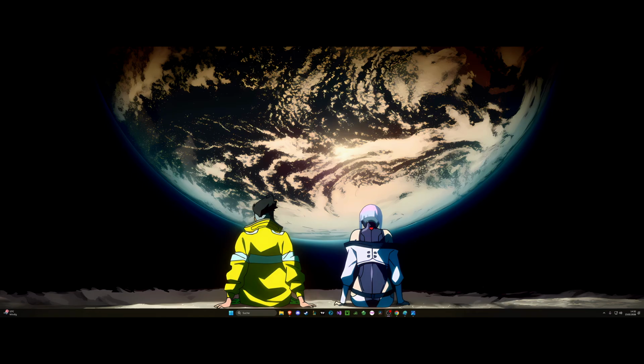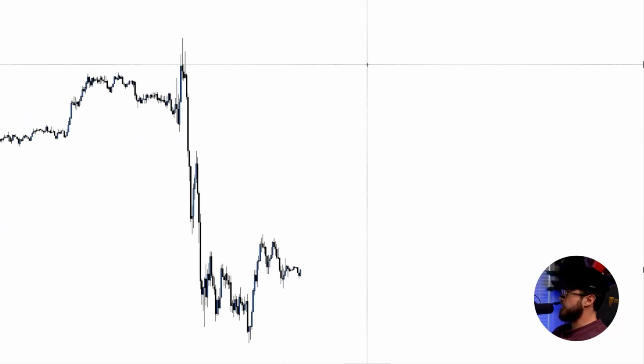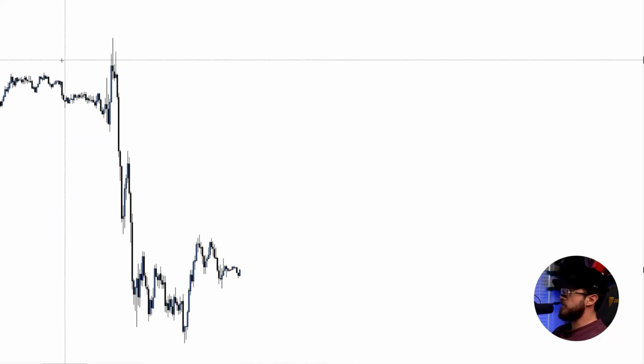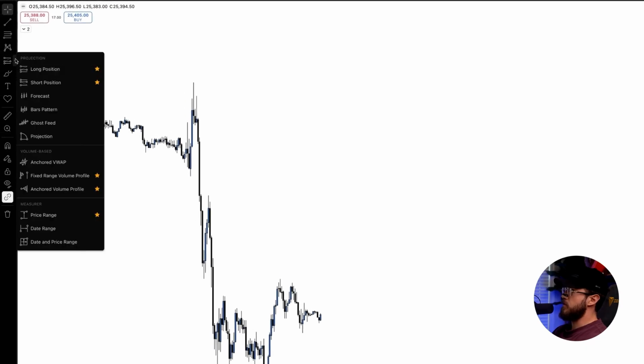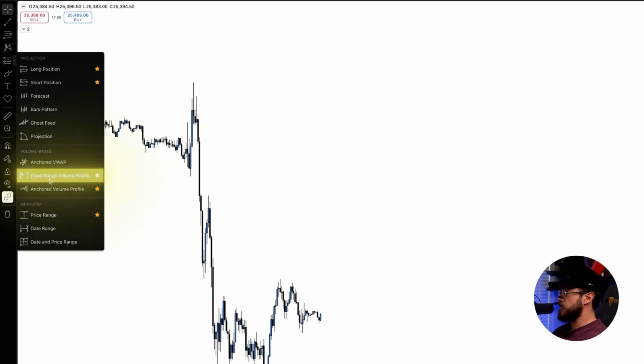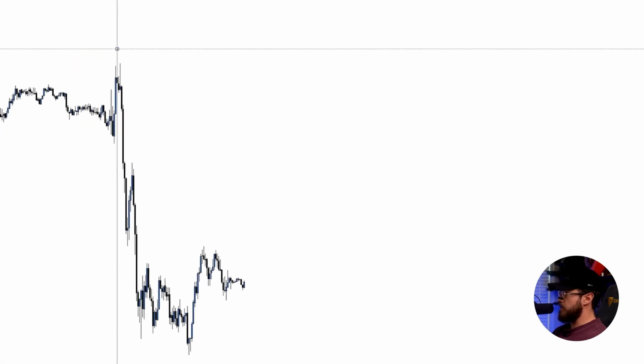For example, this clip from Casper SMC. And just for simplicity's sake, we'll use the fixed range. So to find this, you can go on TradingView. You go over to where you would place a position tool. So like if you're placing a short or a long position, and then you're going to go down to either the anchored volume profile or fixed range. So bear with me, and I know this is going to look complicated, but it's really not.